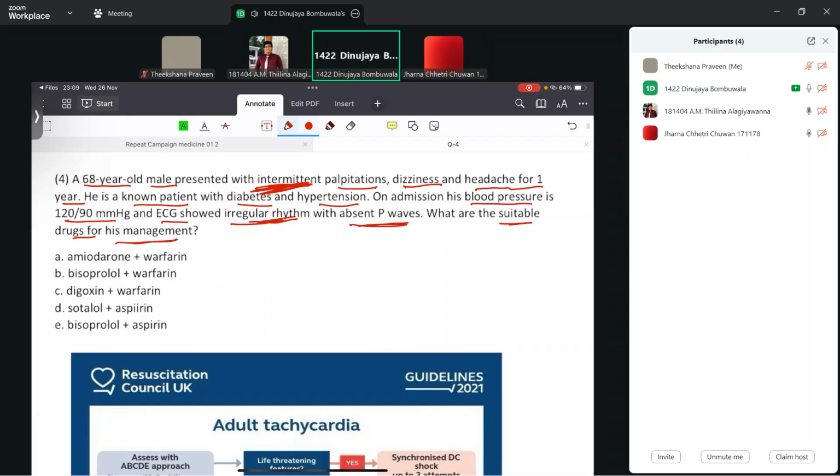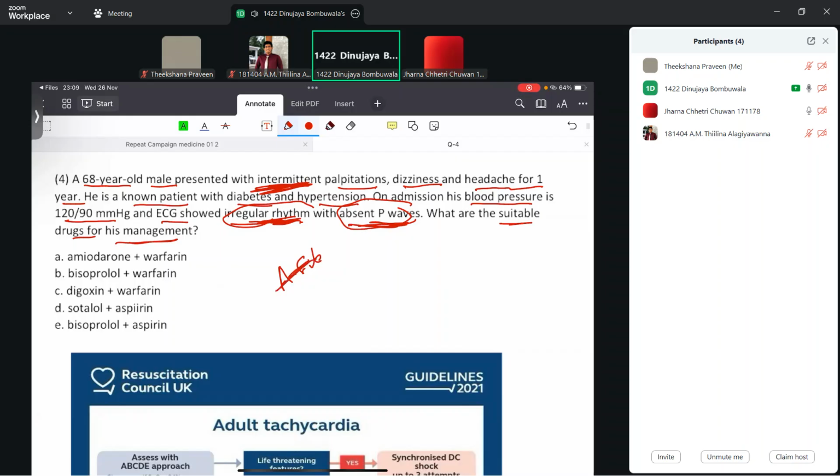Arrhythmia. This patient is having arrhythmia. What is the arrhythmia? Irregular rhythm, absent P waves. AFib mostly. No P waves, irregular. It can't be ventricular tachycardia or ventricular fibrillation. So this patient should be having atrial fibrillation.